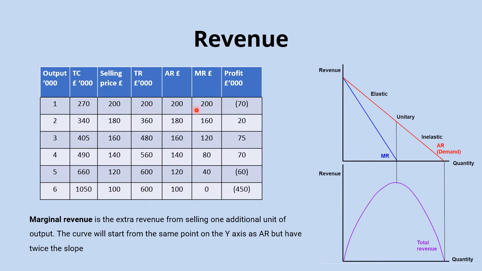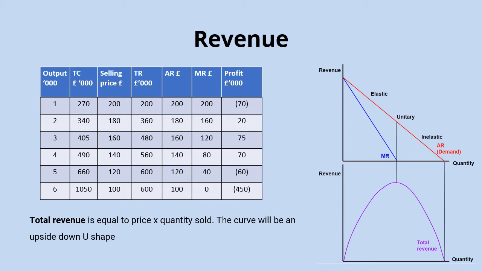So going back to the table, you could say that you could have sold 2,000 units at £180 each, but if you want to sell 3,000 units, then you need to sell all of your units now at £160 each, not just that 3,000th unit. So this means that while the average revenue here at 3,000 units will be £160, the marginal revenue, that extra revenue from selling the additional unit, will be £120.